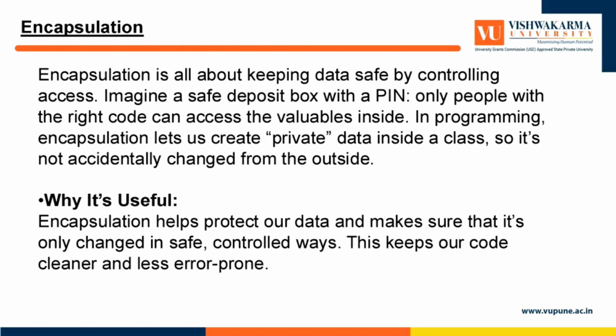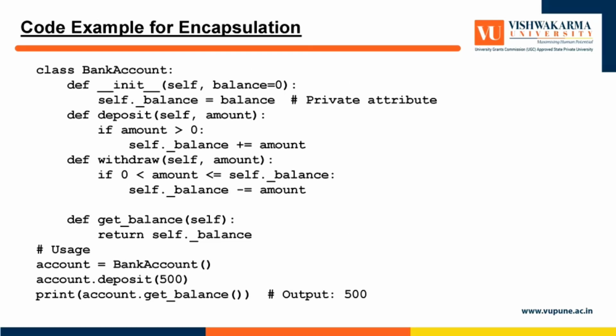Now start with the definition of encapsulation. Encapsulation is all about keeping data safe by controlling access. Imagine a safe deposit box with a PIN. Only people with the right code can access the valuable insights. In programming, encapsulation lets us create private data inside a class so it's not accidentally changed from the outside. Then, why is it useful? Encapsulation helps protect our data and makes sure that it's only changed in safe, controlled ways. This keeps our code cleaner and less error prone.